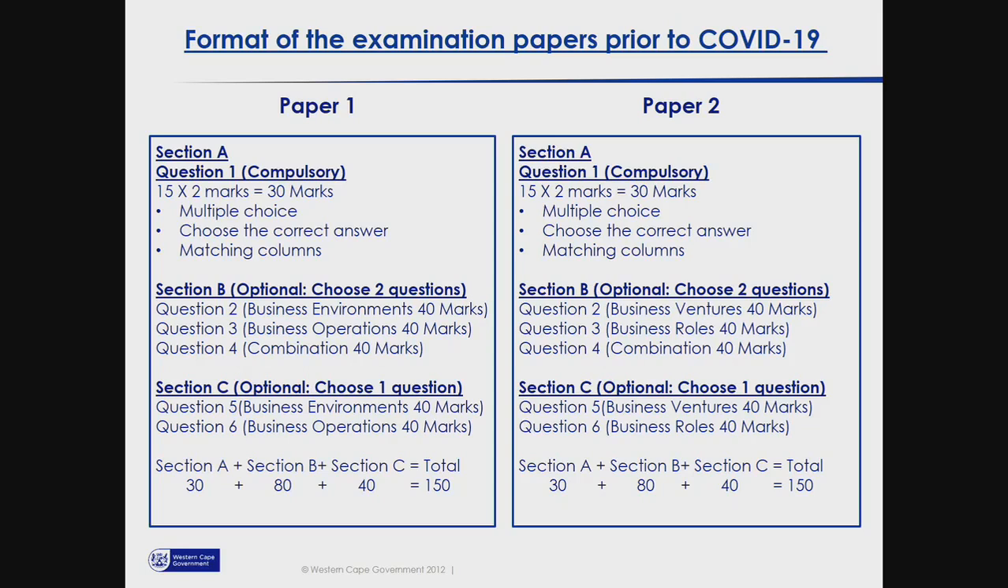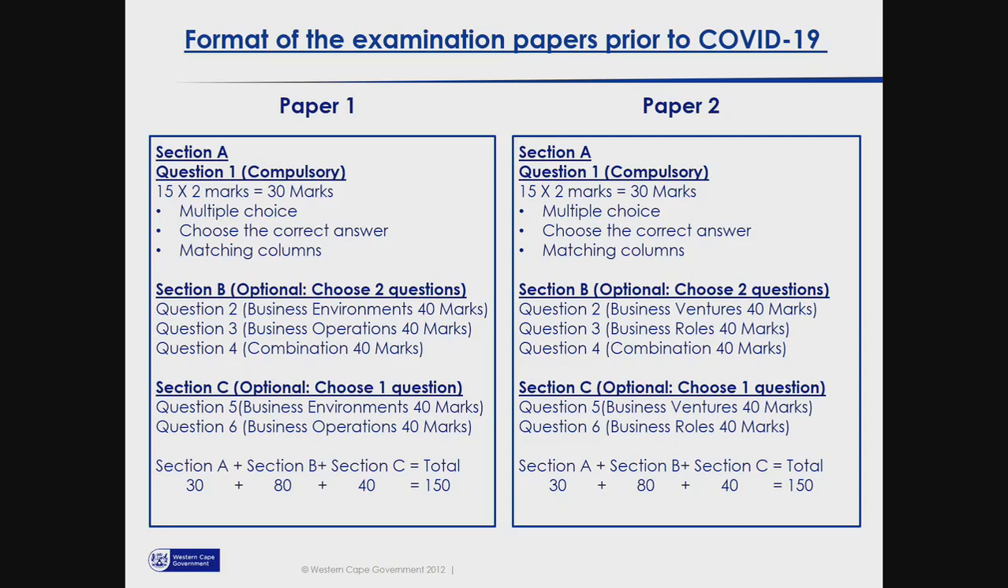For section A, the only difference is now that the paper will be consisting of topics on business ventures and business roles. So in question 1, same format, multiple choice questions, choosing the correct answer, matching the columns, all based on topics that fall under business ventures and business roles.